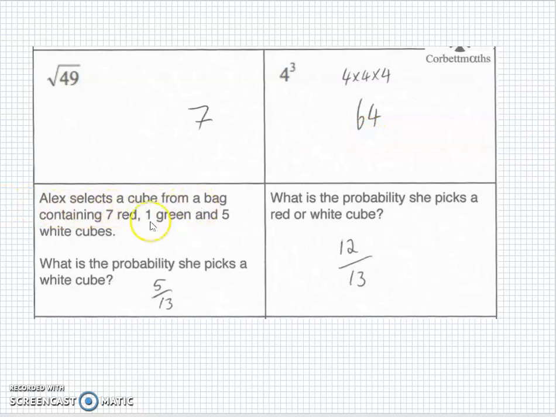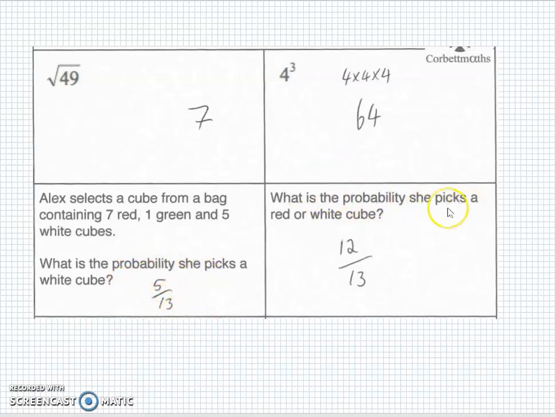Alex selects a cube from a bag containing 7 red, 1 green, and 5 white cubes. What is the probability she picks a white cube? So firstly, you need to add your cubes together. So you have 13 cubes in total. And the probability she picks a white cube is just 5 out of 13. And that can't be simplified because 5 and 13 are not in the same times table.